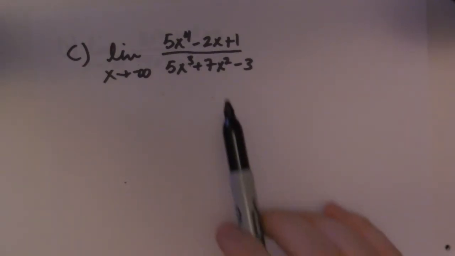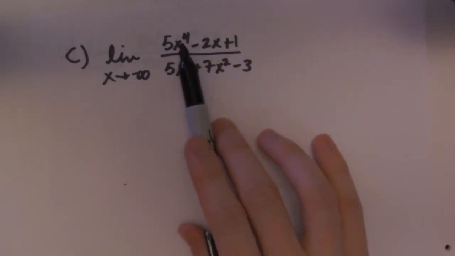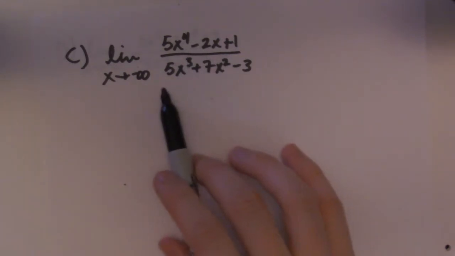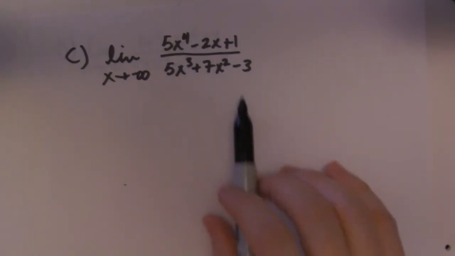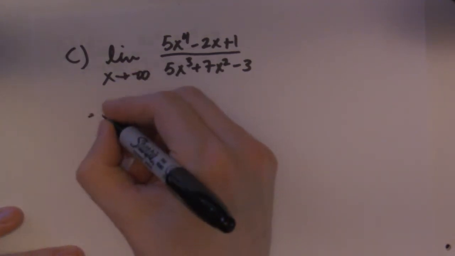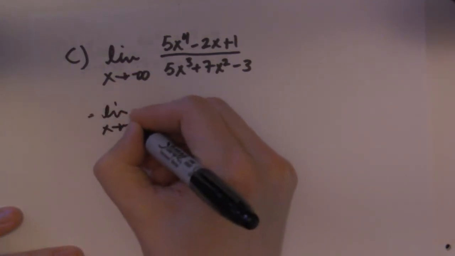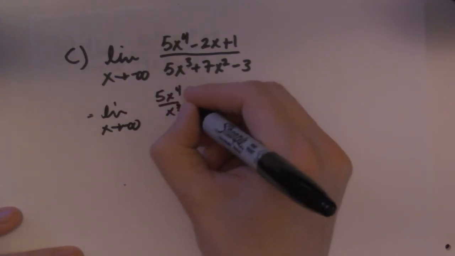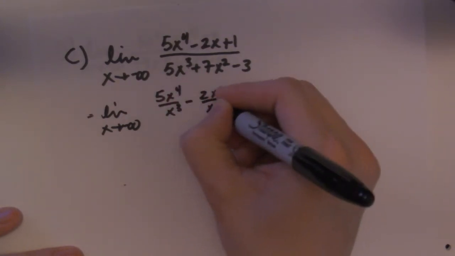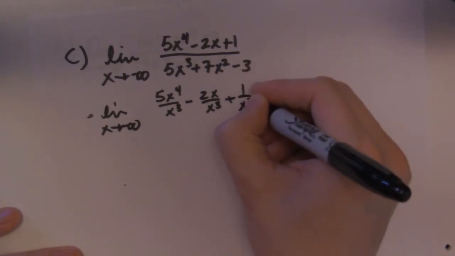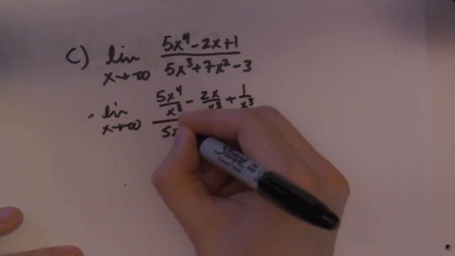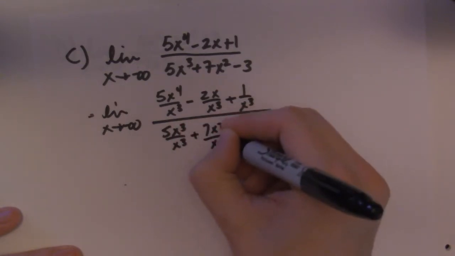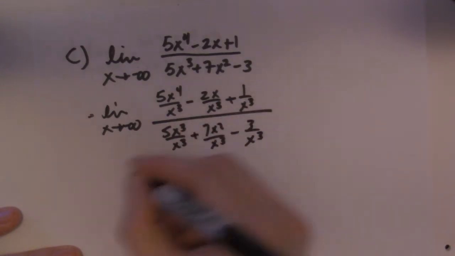In this particular scenario, I have the highest power on the top, which is an x to the 4. So I still divide by the highest power in the denominator, which is x cubed. So the limit as x goes to negative infinity. Divide everything by x cubed. So x to the 4 divided by x cubed minus 2x over x cubed plus 1 over x cubed, all divided by 5x cubed over x cubed plus 7x squared over x cubed minus 3 over x cubed.